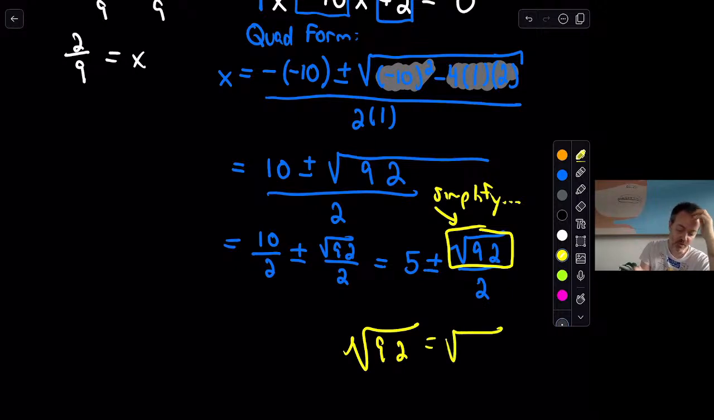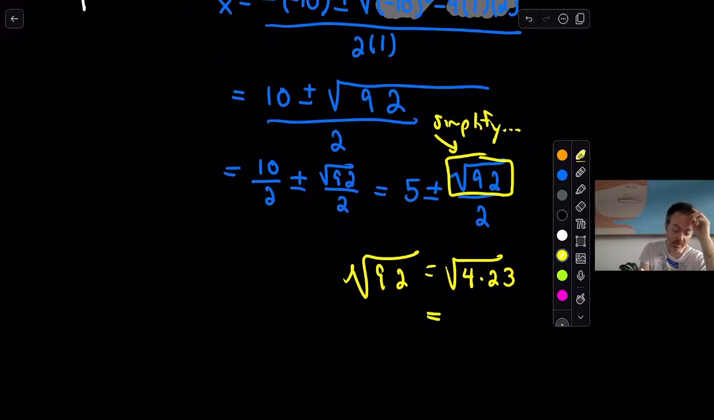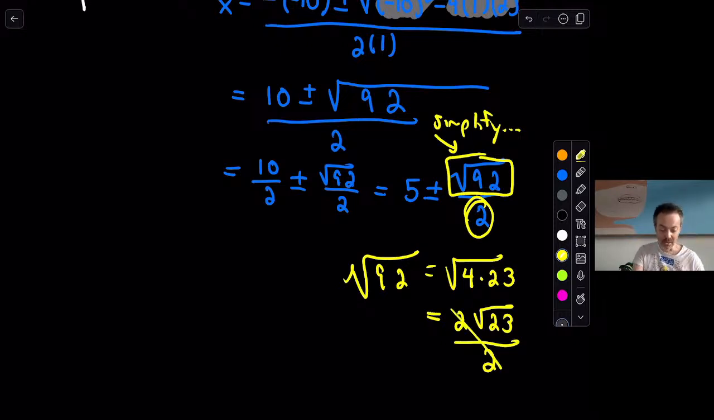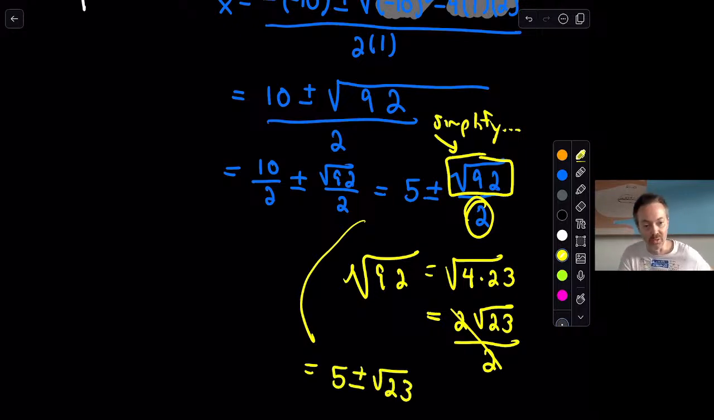So you could write the square root of 92 as 4 times the square root of 23. And you could put the square root of 4 as a 2. You would still have the square root of 23. This would all be over that original 2. So we could cancel. So it looks like we would actually be left with 5 plus or minus the square root of 23 as my solution.